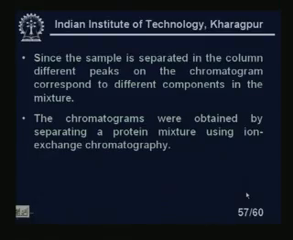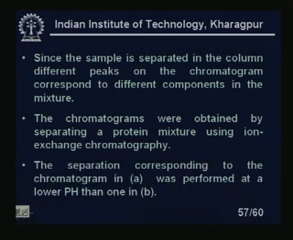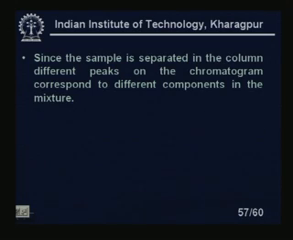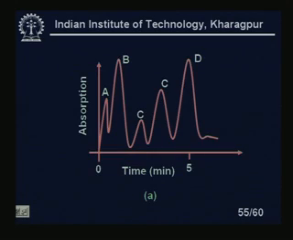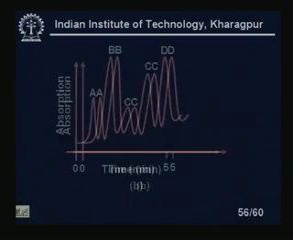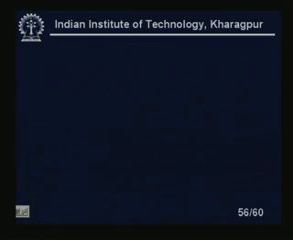The chromatograms were obtained by separating a protein mixture using ion exchange chromatography. Depends on what type. In ion exchange chromatography, you can separate a protein mixture. The separation corresponding to the chromatogram was performed at a lower pH value than in B. If you look, the pH value in A is lower than in B. A has a lower pH value than B. Obviously the separation is better in A.